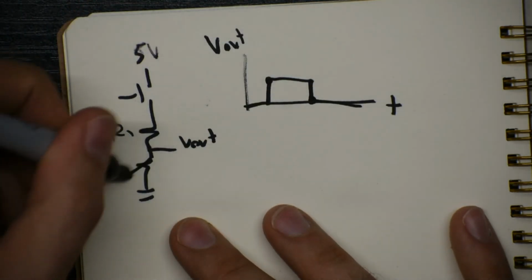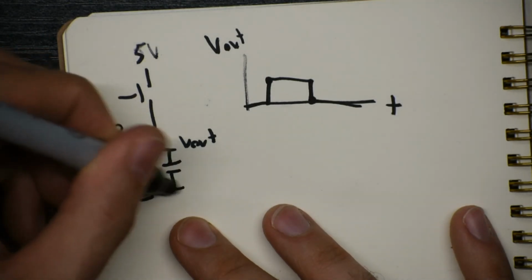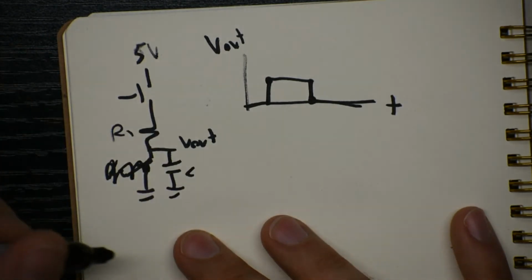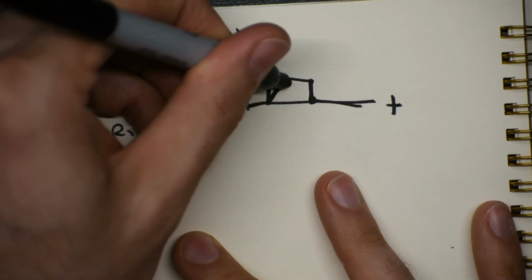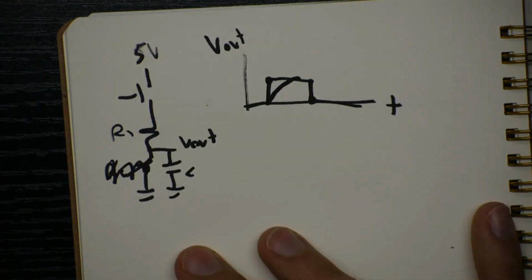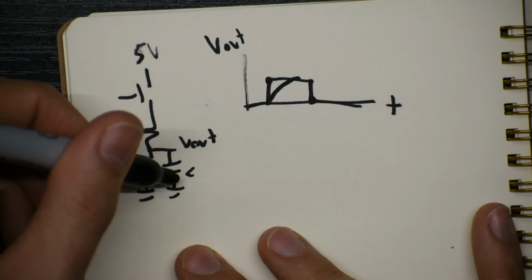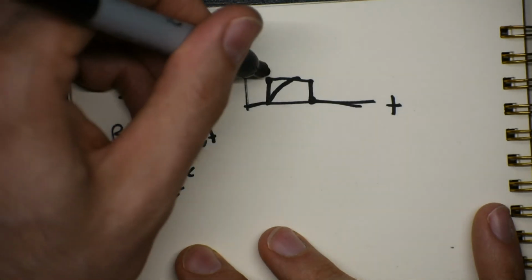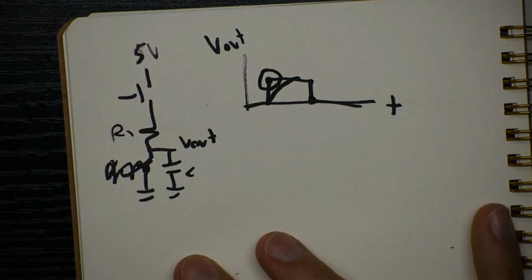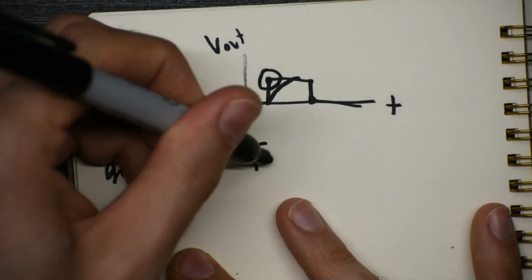When I replace R2 with a capacitor, now we don't have R2, what happens? That edge becomes rounded. So the capacitor here, because it takes time to charge, can smooth out sharp events like that edge. So this is what we call a filter.